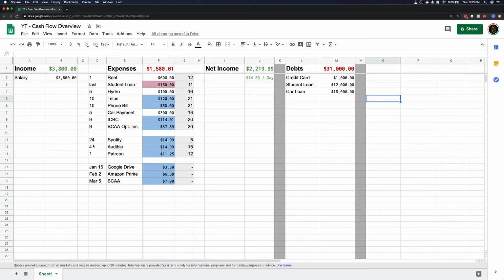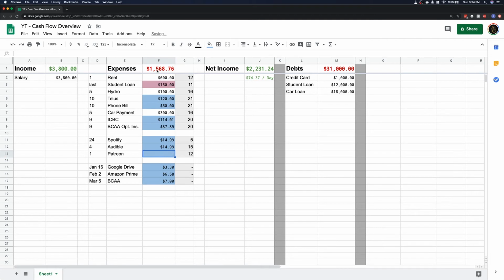Now we have a good overview of how much we spend on a regular basis and where exactly the money goes. This will help us find recurring expenses we can reduce or even eliminate altogether. For example, if you feel like you're not really getting much out of your Patreon subscriptions anymore, you can just get rid of these, and you can see up here your expenses reduce and your net income increases, so you have more money to put towards paying off your debt.